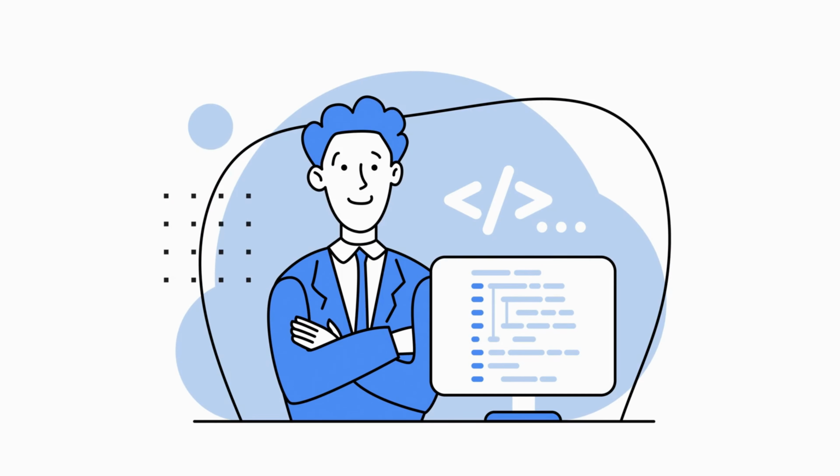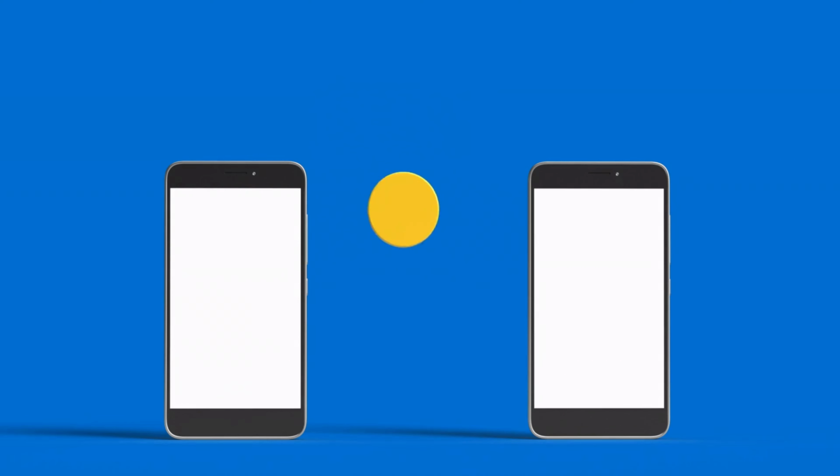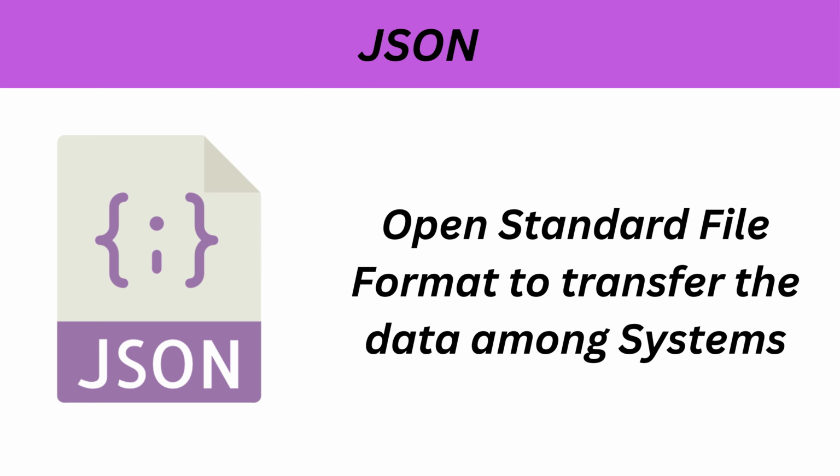So we have seen key technologies to build the systems, but these systems have to communicate with each other. Otherwise, there is no use. That's where JSON comes into the picture. JSON is an open standard file format to transfer data among systems. You should be very familiar with JSON because any modern web application will produce JSON as an output, and it will consume JSON as an input.